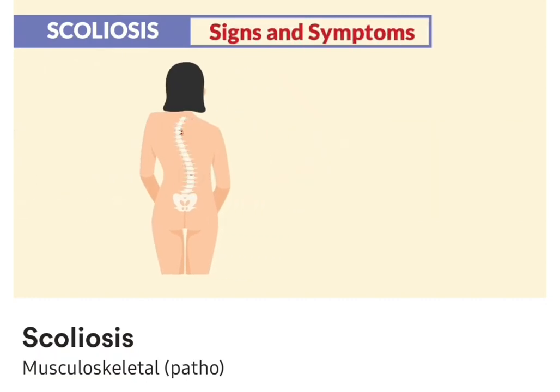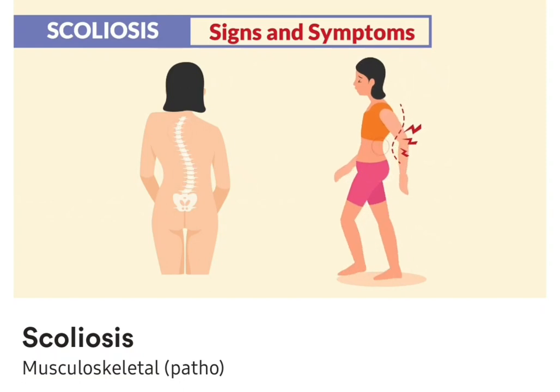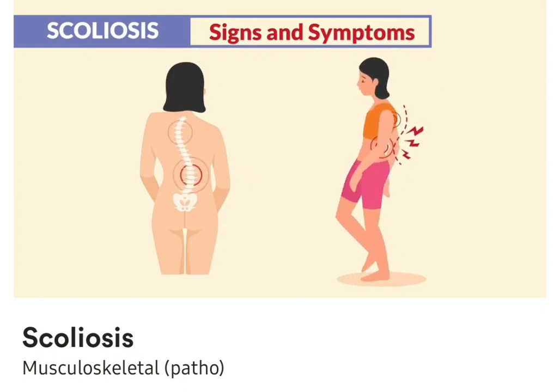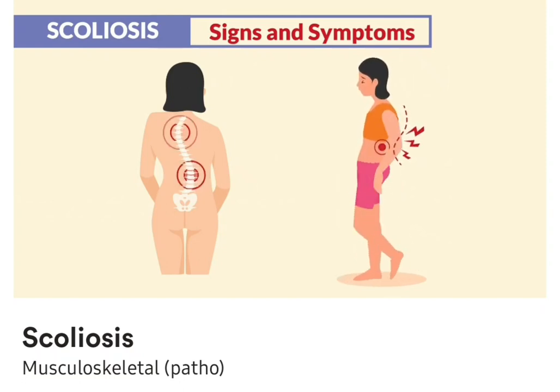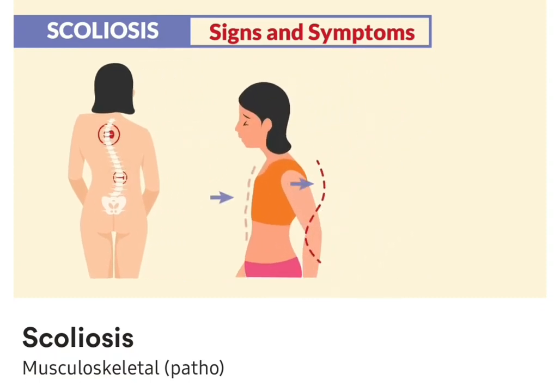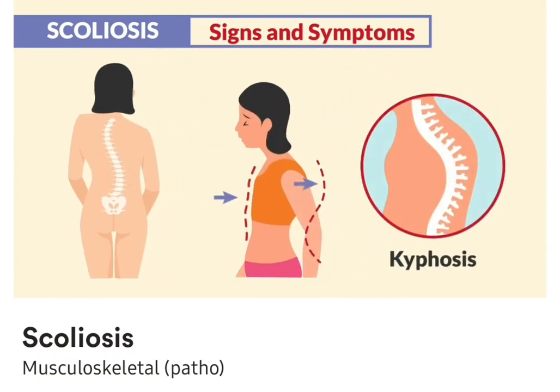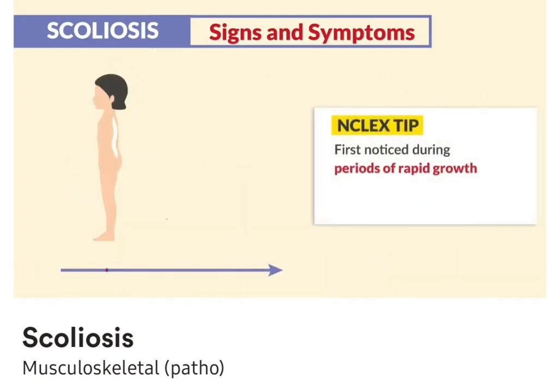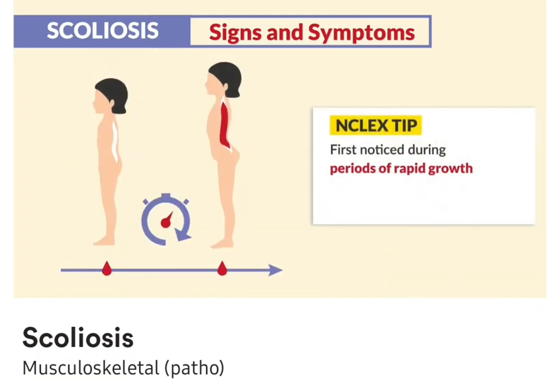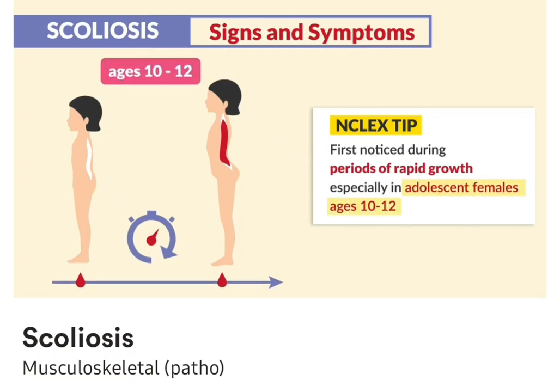Now for the signs and symptoms. This S-shaped spine can cause mild to severe pain, and the stiffened spine can make it hard to move. In severe cases, it can cause deformity of the chest cavity, similar to what is seen in kyphosis. Now, it's first noticed during periods of rapid growth, especially in, key terms, adolescent females, ages 10 to 12.